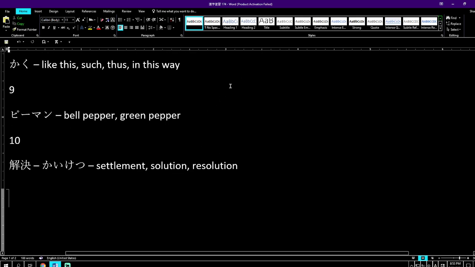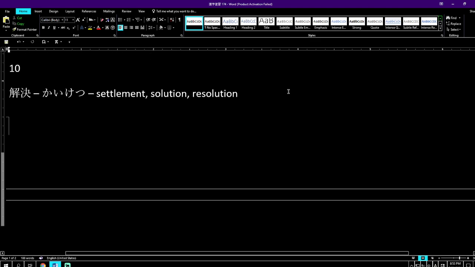Number 9 is piman. This is a bell pepper or a green pepper. Piman desu. They call bell peppers piman. Piman is a bell pepper.